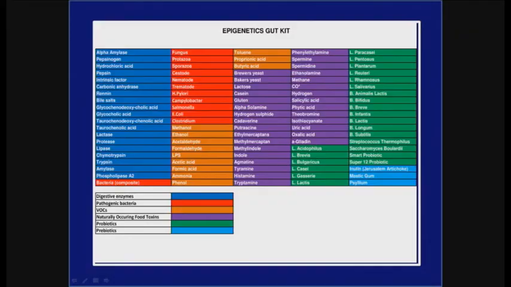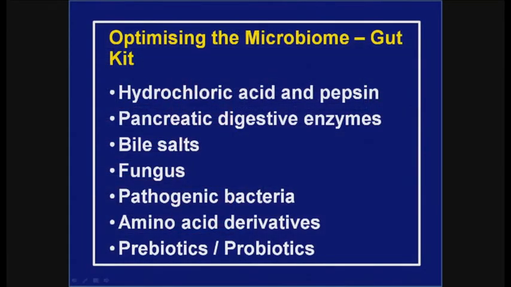So let's just have a look at the gut kit again with the chemicals. So optimizing the gut, we need to think about hydrochloric acid, particularly for those people who have digestive problems, who don't digest all their food. Hydrochloric acid and pepsin, which is the first enzyme of digesting proteins. The pancreatic digestive enzymes, which then are activated by small intestine enzymes. Bile salts, which help us emulsify fats.